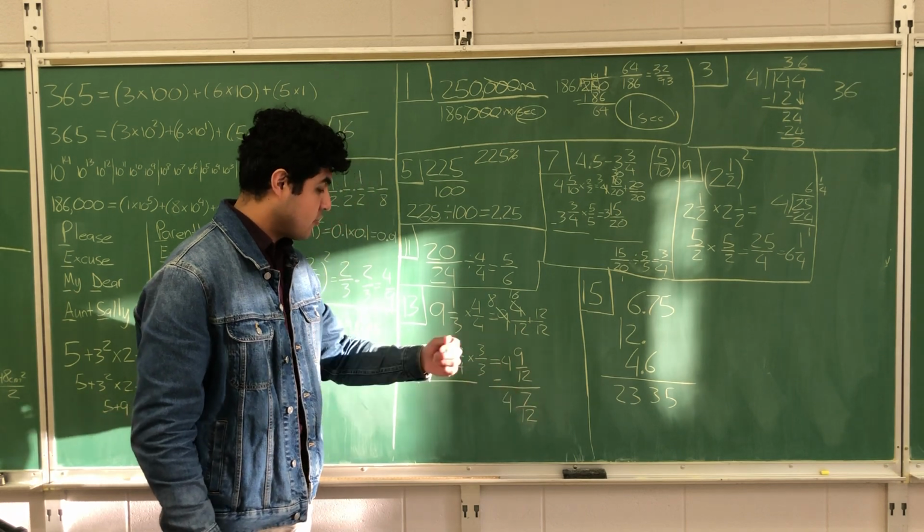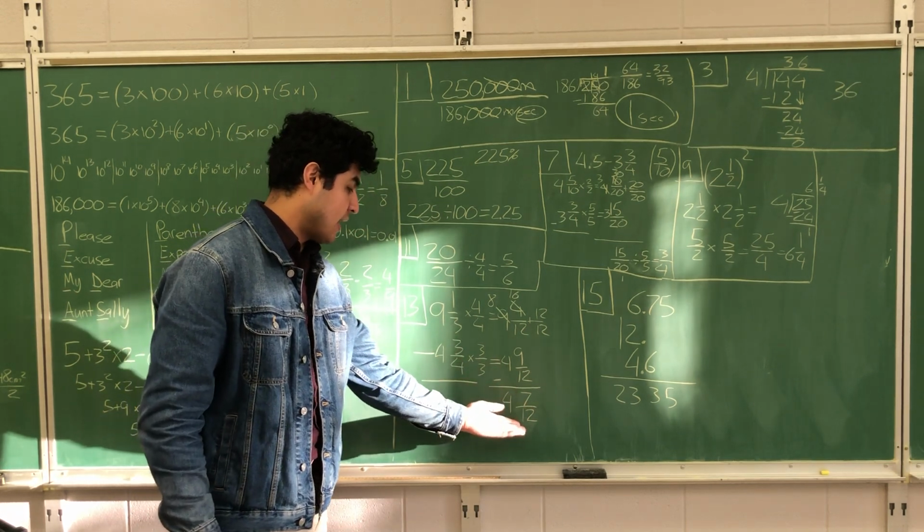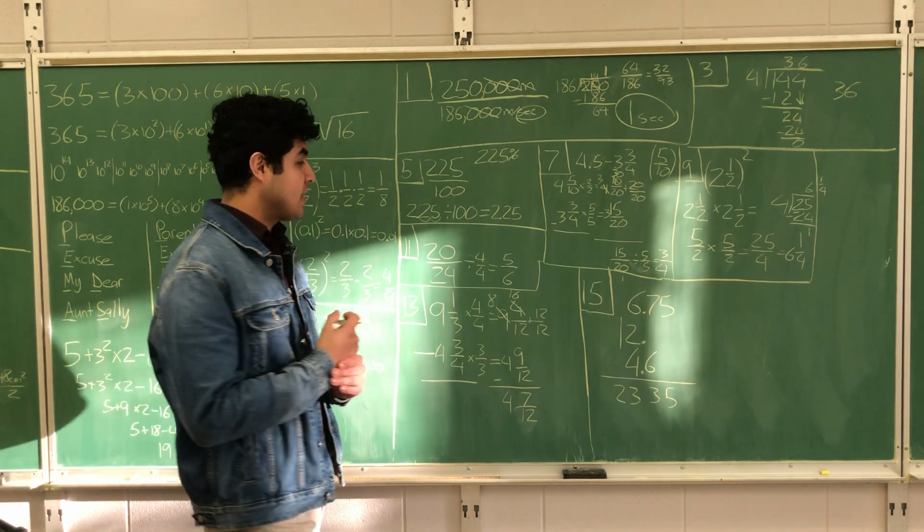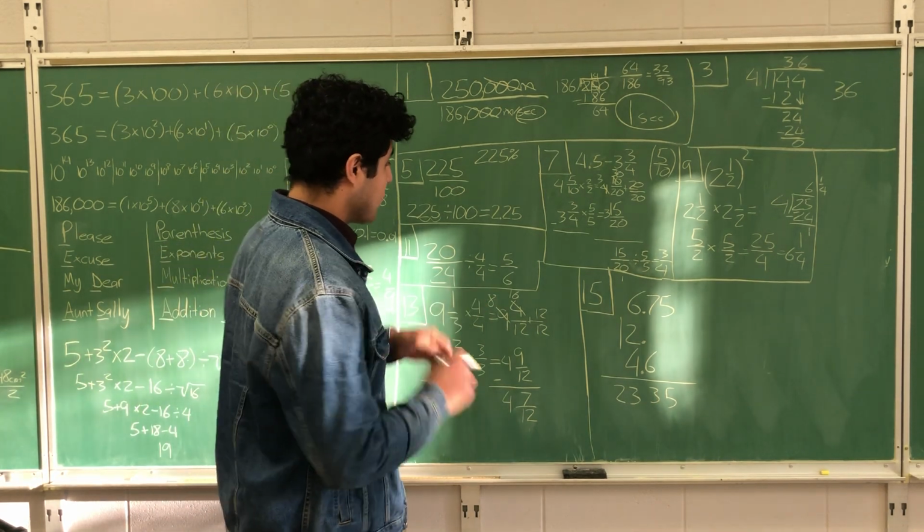All right, there's no number that goes in evenly into both 7 and 12. 7 is a prime number, so the only number we could work with would be 1, and 7 doesn't go into 12 evenly. So let's go on to our last problem.